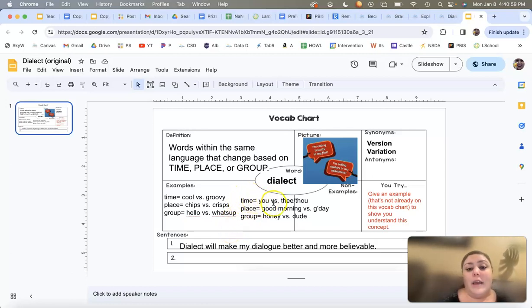Another time one, right? Nowadays, you is really normal, but in Shakespearean English or biblical English, thee and thou were really normal because of that time. So again, it's all English words. It's not a different language. It's the same language. But place again: America, good morning. Australia, good day. Right? Group, again, you might use different words.